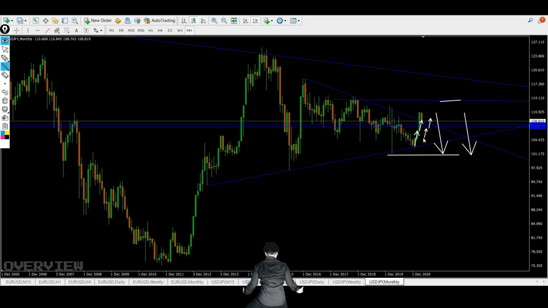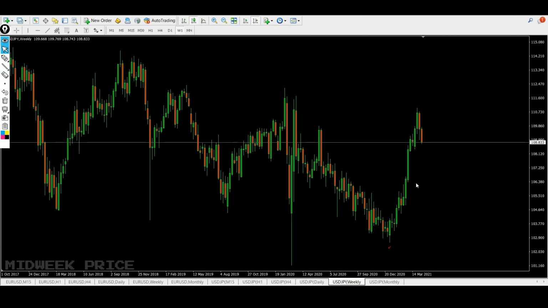Okay, let's talk midweek price. This is a weekly chart. Now, if you recall, the first thing we want to see for this momentum to wane is to see two weekly consecutive candles down. Now, at this point, that second candle seems to be forming. However, we have to wait until the end of this week to see if this second candle does form.